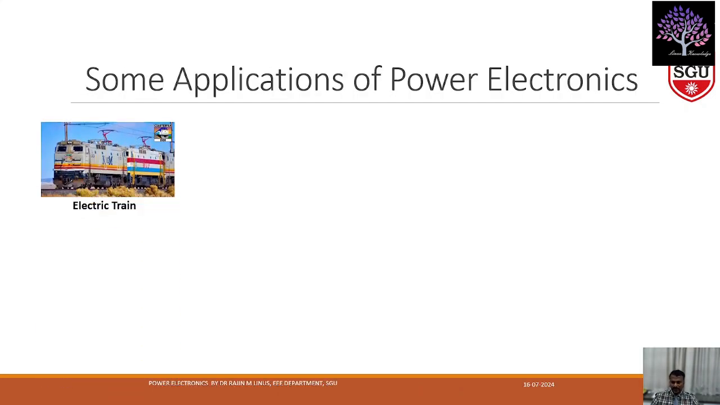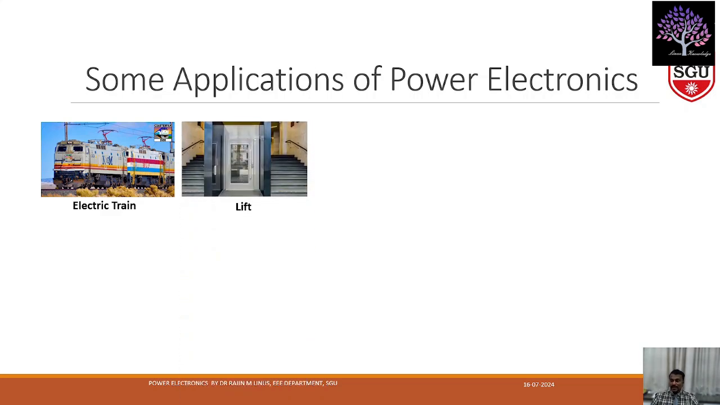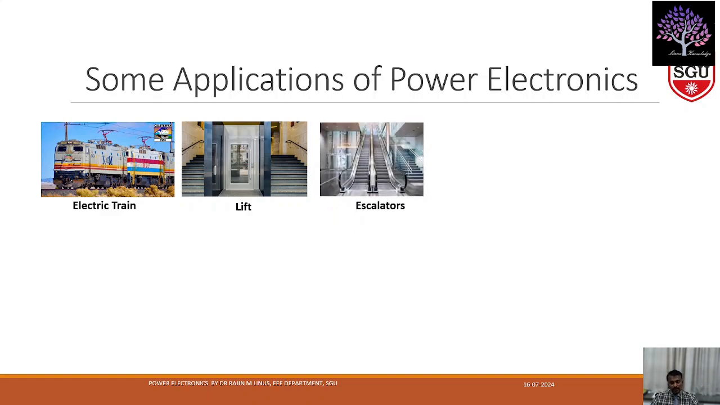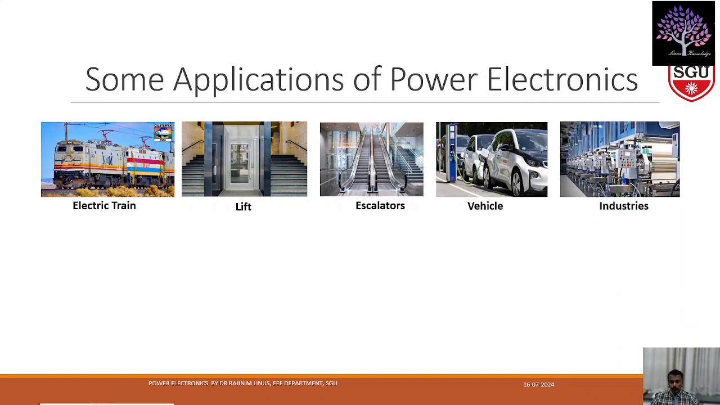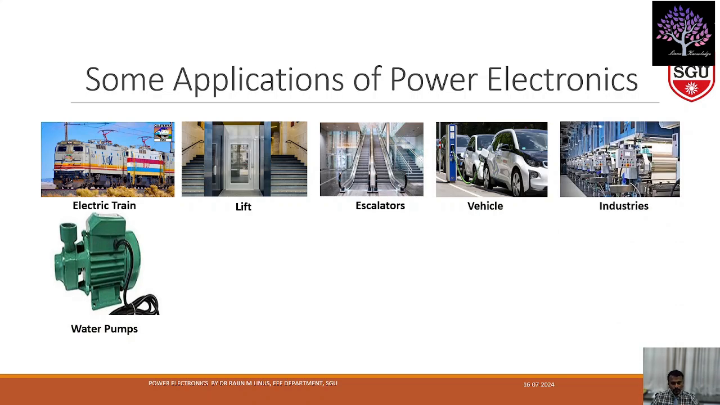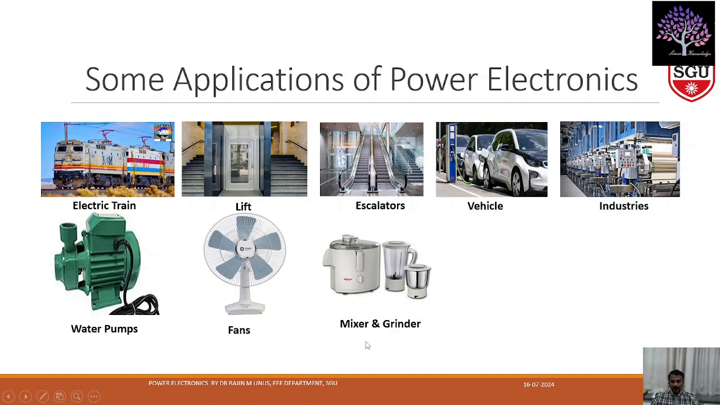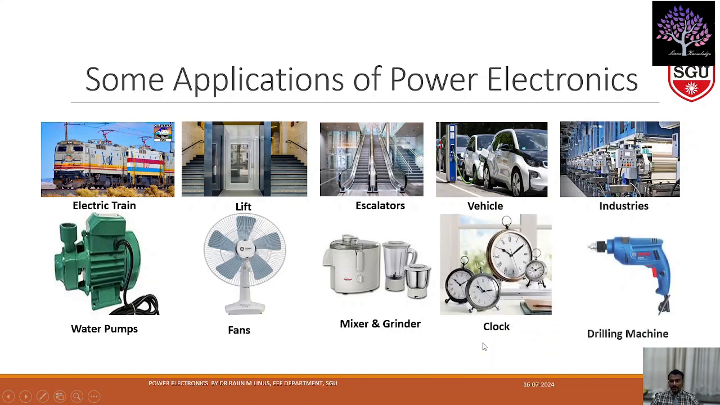Then some of the applications we can see: the electric train. There we use a DC to DC converter for controlling the motor, maybe a chopper, and AC to DC converters as well. Then lifts: for lifting we have a pulley and we control the motor. We should use power electronics based on the electrical motor we are using. Then escalators, electric vehicles, the industrial side, robotics and water pump control, we will have power electronics. Then fan, mixer, grinder and clock, then drilling machines also.